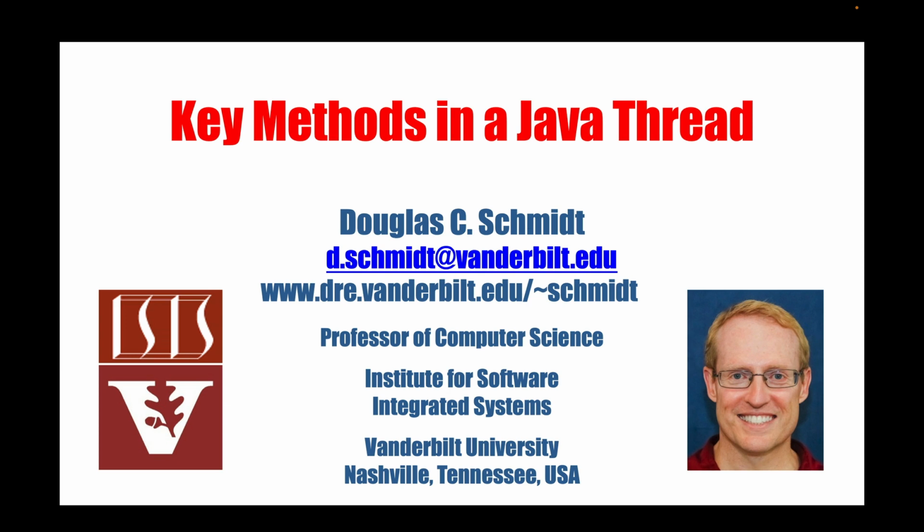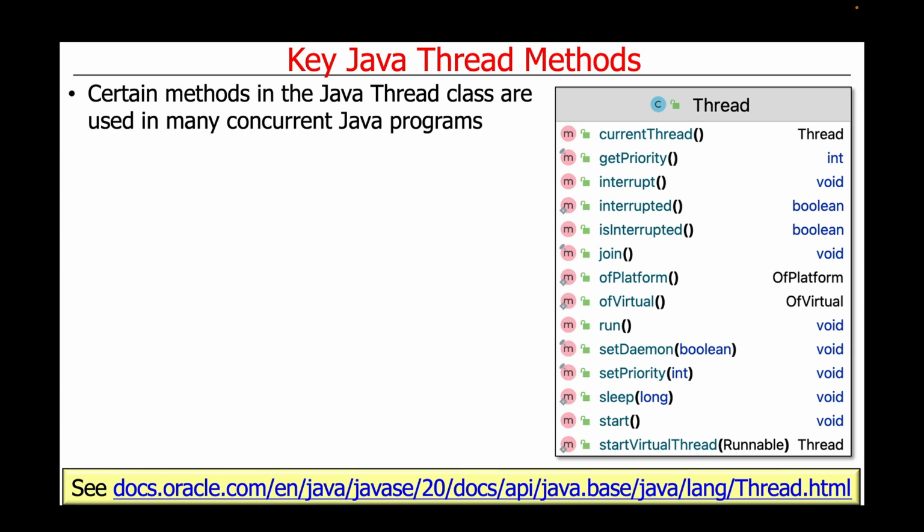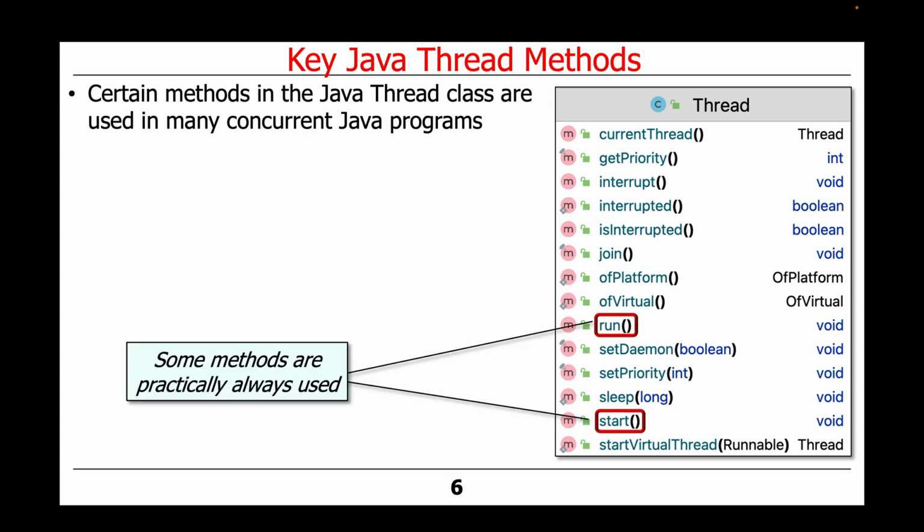Now that we've compared and contrasted the Java platform threads and Java virtual threads, it's time to take a look at some key methods in the Java thread class. We're not going to try to cover all the methods in the Java thread class, just some of the ones that are most commonly used. Certain methods in the Java thread class are used in many concurrent Java programs. In fact, some methods, such as start and run, are used in practically all Java concurrent programs.